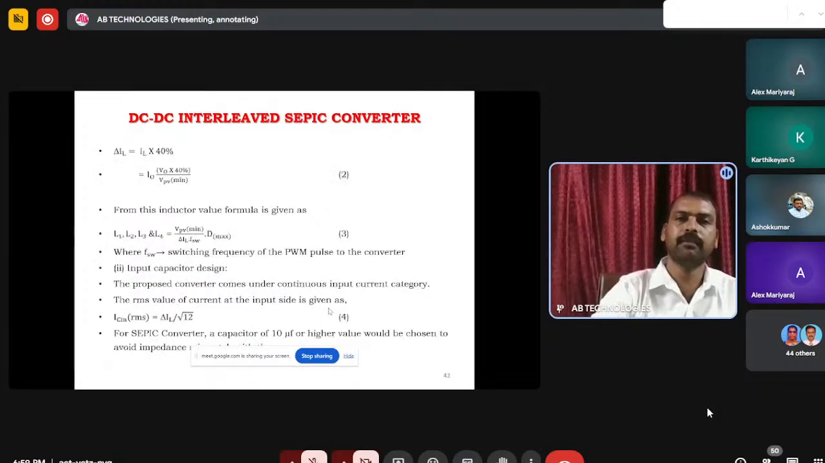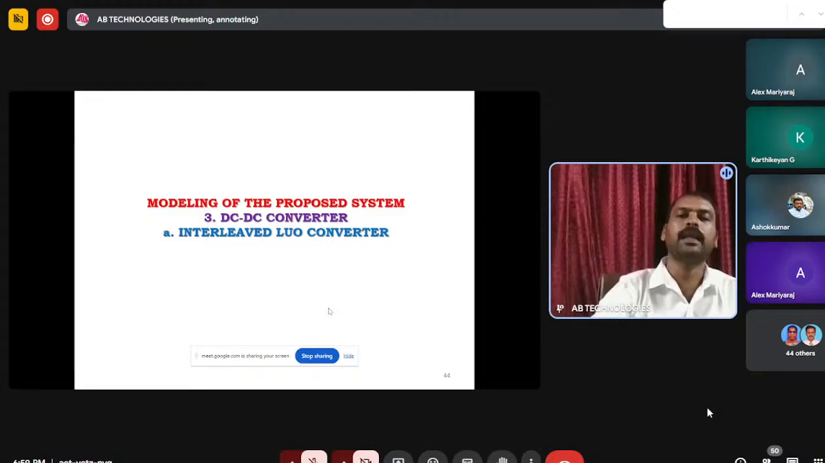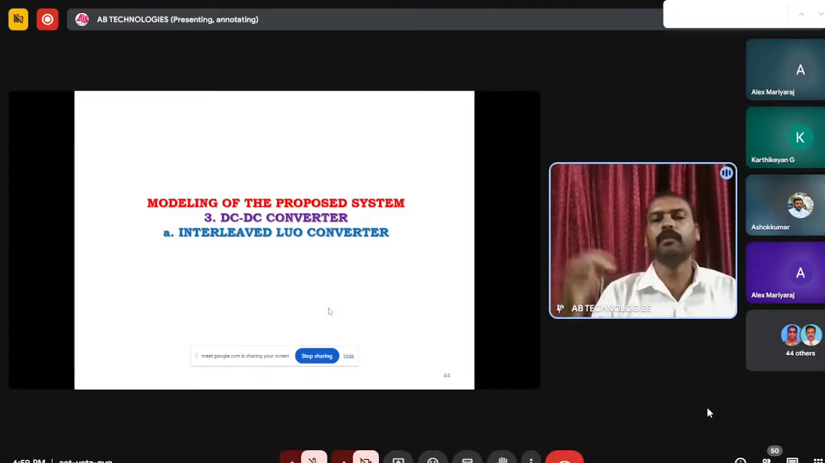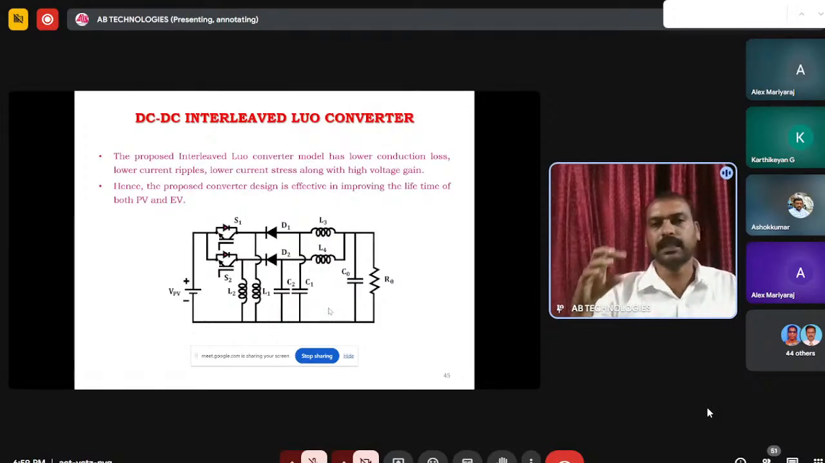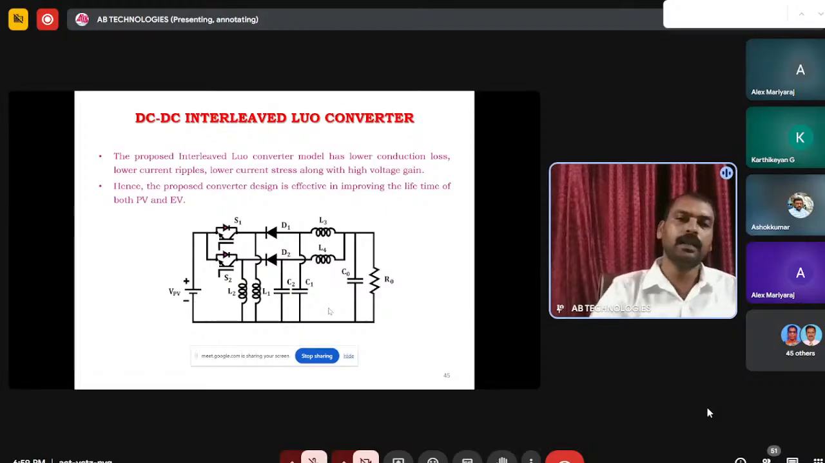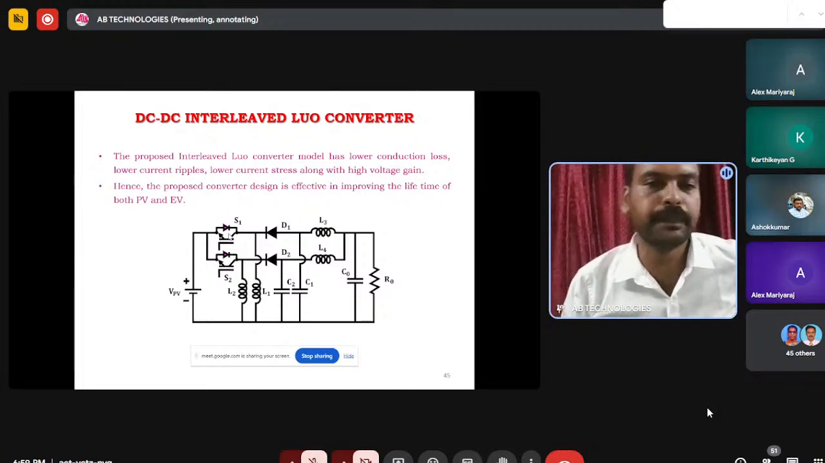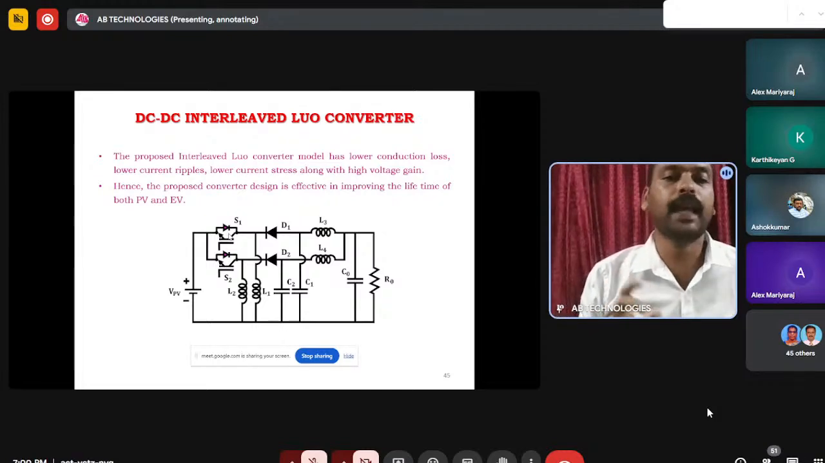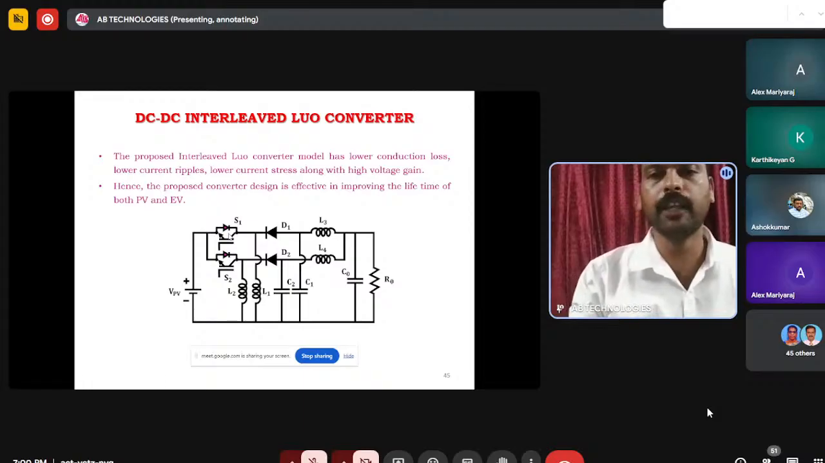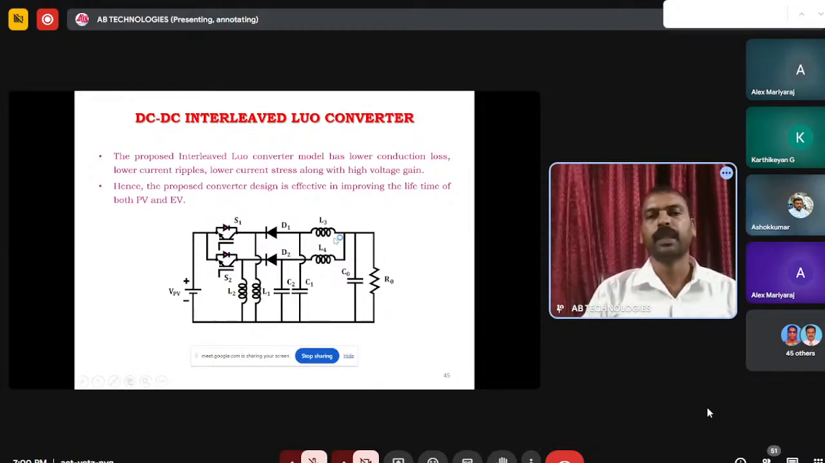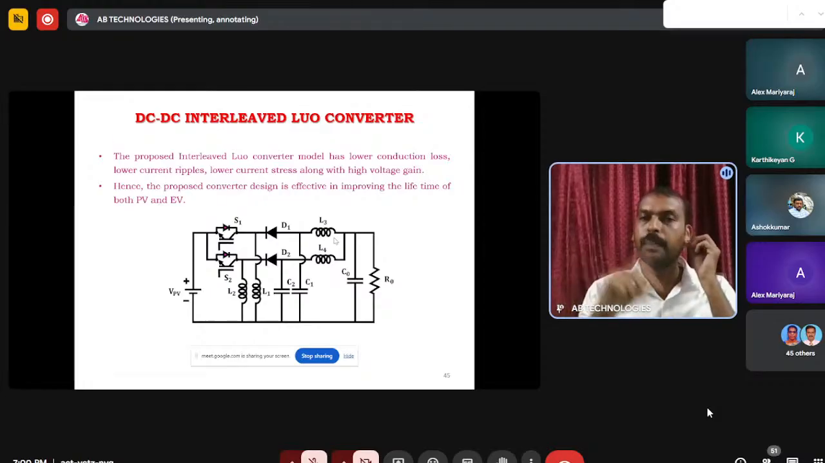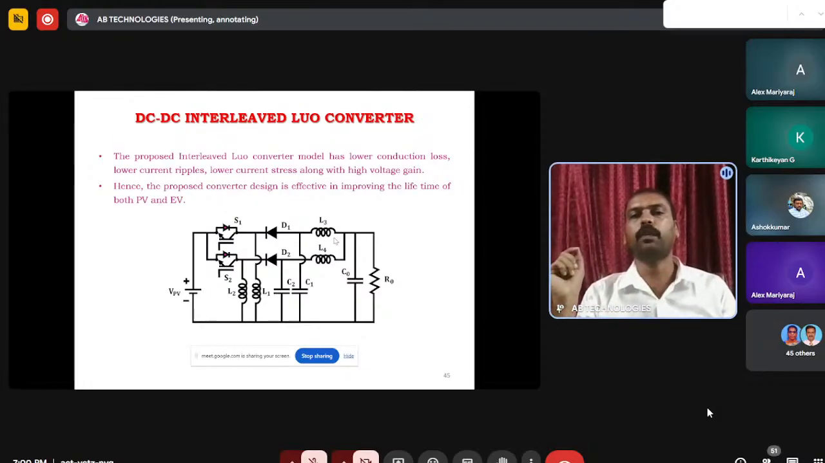This is the design equations of the SEPI converter. The next converter is called the interleaved Luo converter. This is the structure of the Luo converter. On the input side, two switches are there, so we can expect discontinuous input current operation. But on the output side you can see inductors are there, so this makes the output current continuous. In the Luo converter, the input current is discontinuous, but on the output side, the output current is continuous.